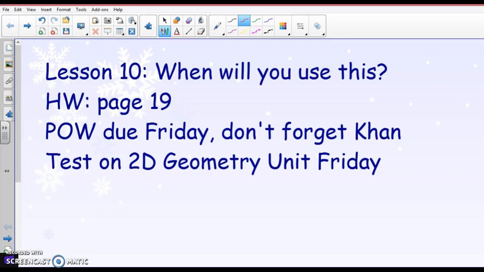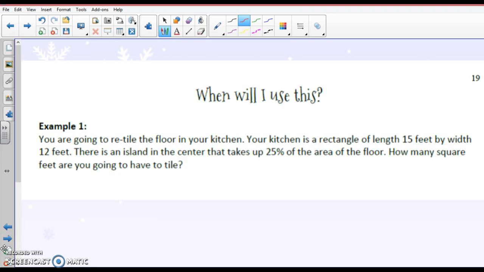Okay, this is lesson 10 in the 2D geometry unit. The homework that goes with this is page 19. You want to be on page 19 in your notes.